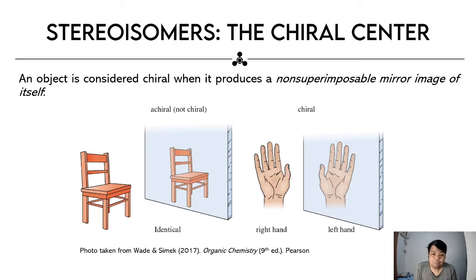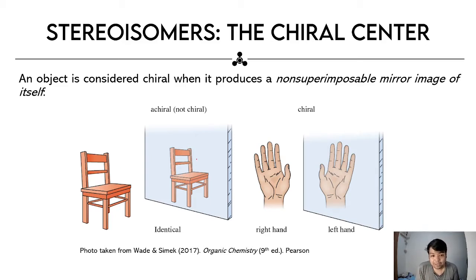Now let's have an example. Let's look at this picture here. In this picture of the chair on the right, when you place a mirror in front of it, it will produce a mirror image, right? But if you notice, this mirror image of the chair, you can actually superimpose it, or overlap it rather, while getting a perfect image, or while the image will look the same.